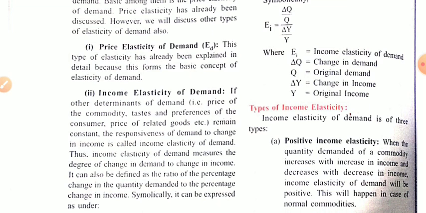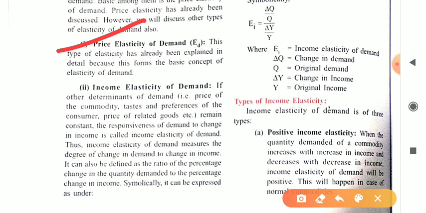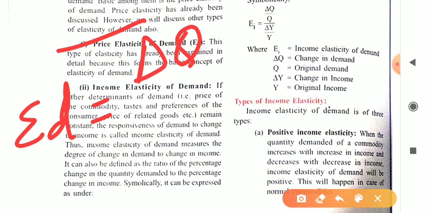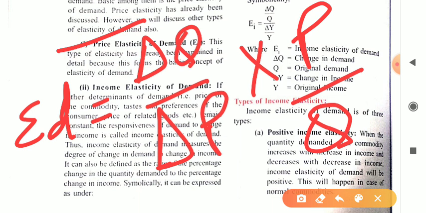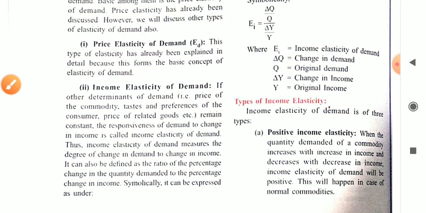Our first part is price elasticity of demand. You are all familiar with price elasticity of demand. It represents the percentage change in quantity demanded divided by the percentage change in price. When the price of a commodity changes, the resulting percentage change in quantity demanded is determined by price elasticity of demand. The formula of price elasticity of demand is Ed equals delta Q upon delta P into P upon Q. This is the formula which we studied in our previous session. Okay students, you are all familiar with this.